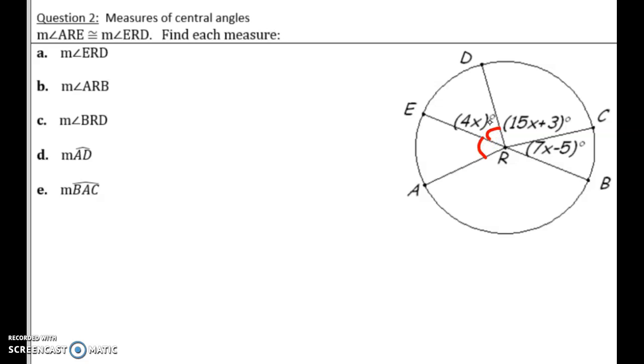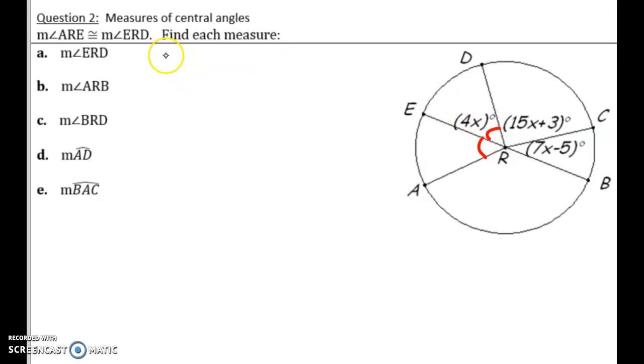And you can see in this circle, this is named circle R because R is the center, that we have a semicircle right here. This is the diameter. This makes the semicircle. So we know in a semicircle that these angles are going to add up to 180, and these arcs are also going to add up to 180. So if I saw a problem like this, I need to figure out what x is so I can then find all these angle and arc measures.